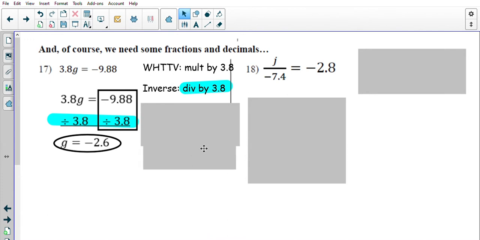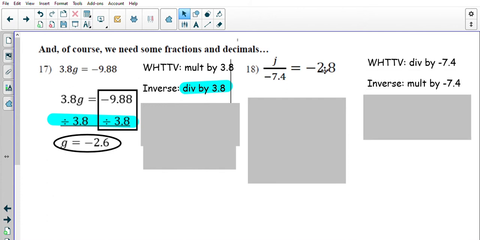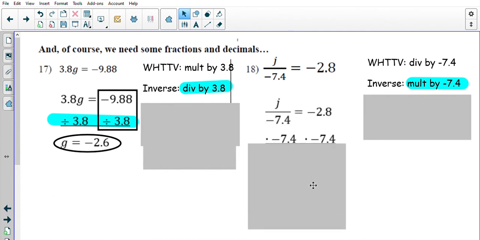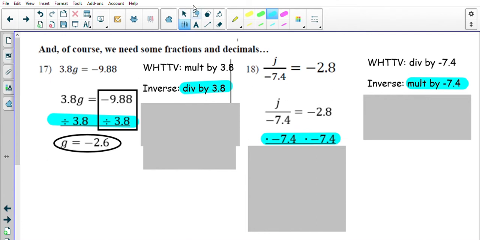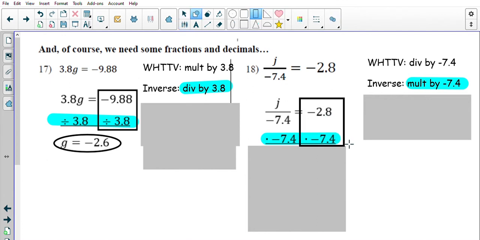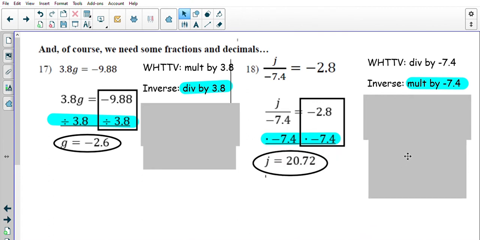All right, let's take a look at number 18. In this problem, we're dividing by negative 7.4. The inverse of that is to multiply by negative 7.4. And again, you may be getting to the point where you don't have to write this out, but go through this process mentally to identify your inverse operation. So let's go ahead and multiply both sides by negative 7.4. What you're plugging into your calculators is negative 2.8 times negative 7.4. We should get a solution of j equals 20.72.